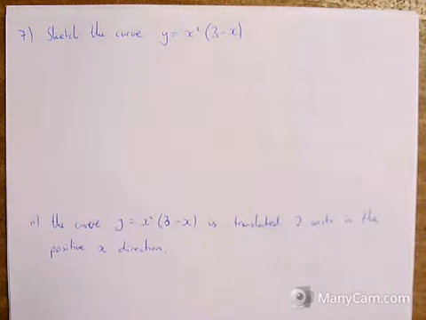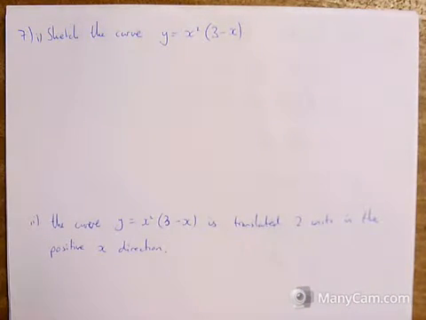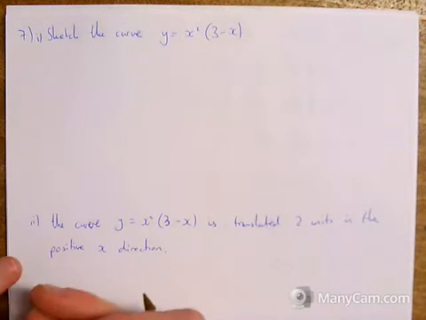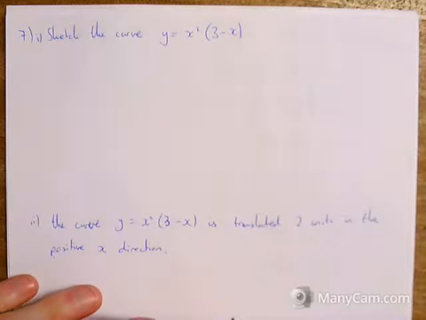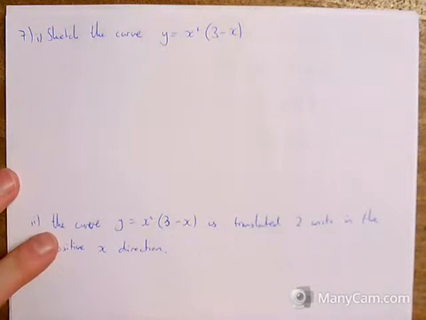So question 7 is getting us to look at sketching polynomials, and part 2 and part 3 get us to look at some transformations and how we would rewrite it. So the first part of this question is asking us to sketch the curve y equals x squared (3 minus x). We need to look at three things. We need to look at the shape of the curve, where it crosses the x-axis, and where it crosses the y-axis.